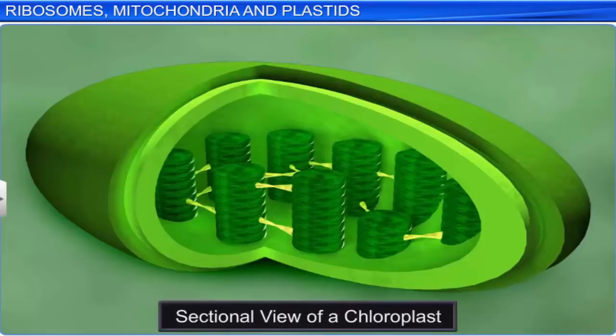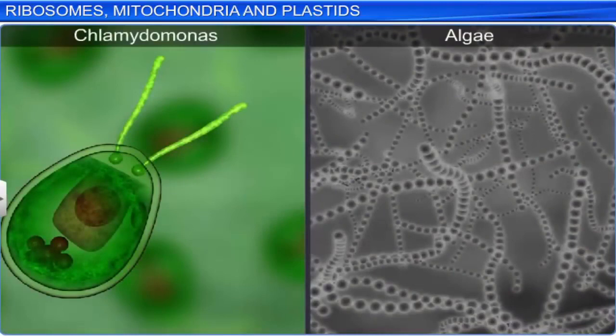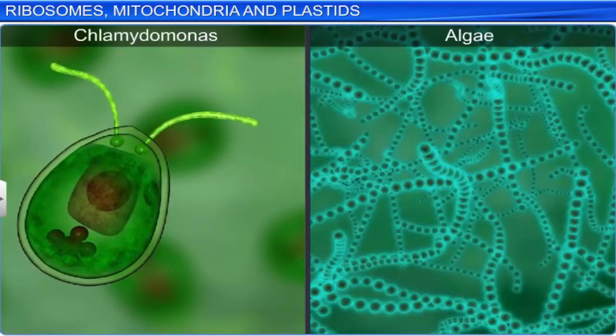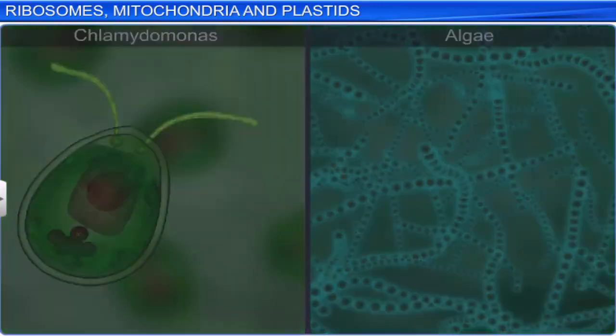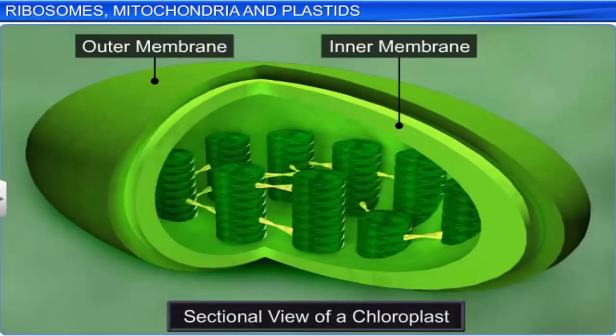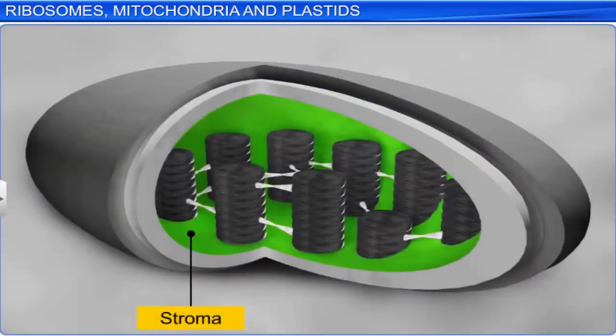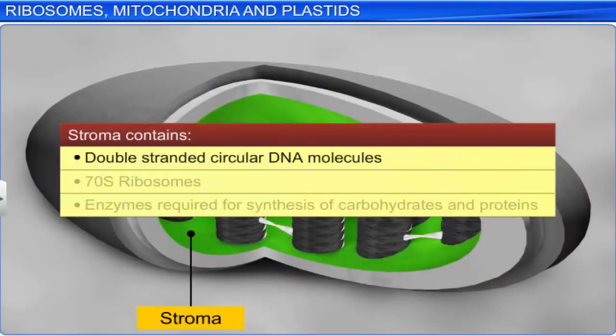Found mostly in the mesophyll cells of the leaves, chloroplasts have a length of 5 to 10 millimeters and a width of 2 to 4 millimeters. A cell can contain a single chloroplast, as seen in Chlamydomonas, or multiple chloroplasts, as seen in a green alga cell. Morphological studies about chloroplast reveal that they possess an outer membrane and an inner membrane, with the inner membrane being less permeable than the outer membrane. Stroma, the space enclosed by the inner membrane, contains double-stranded circular DNA molecules, 70S ribosomes, and enzymes required for the synthesis of carbohydrates and proteins.